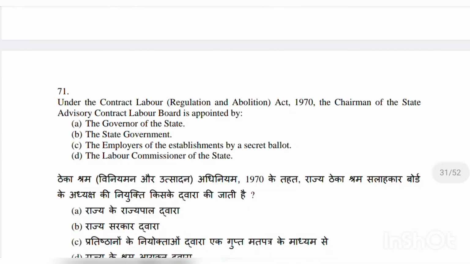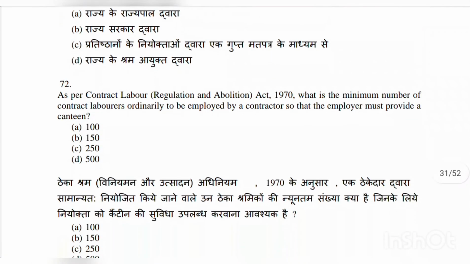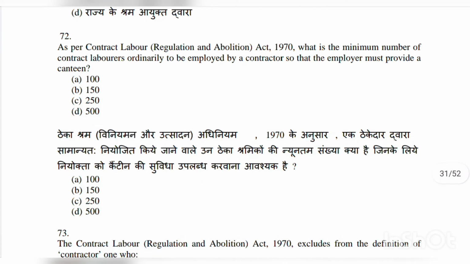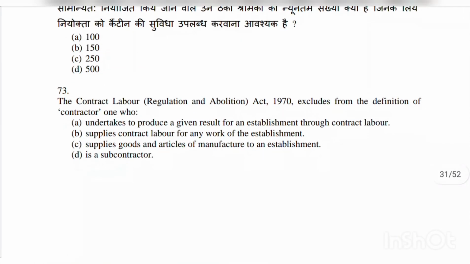71. Under the Contract Labour Regulation and Abolition Act 1970, the chairman of the State Advisory Contract Labour Board is appointed by the state government. As per the Act, what is the minimum number of contract labour ordinarily to be employed by the contractor, so that the employer must provide a canteen? That is 100. The Act excluded from the definition of contractor one who supplies goods and articles of manufacture to an establishment. The answer is C.